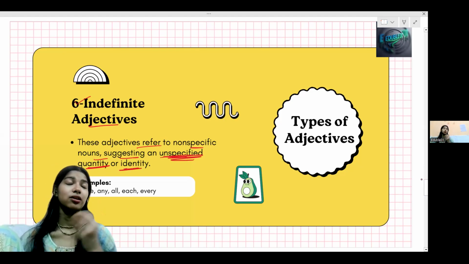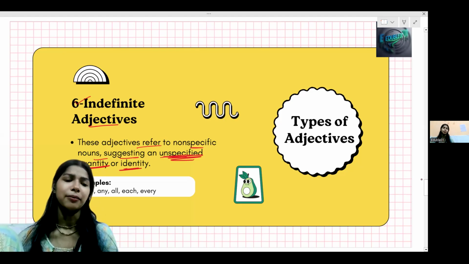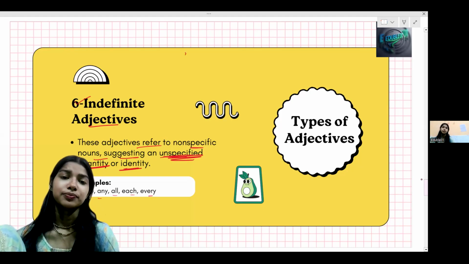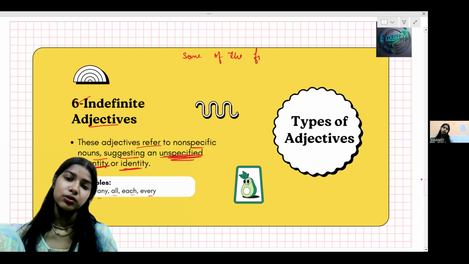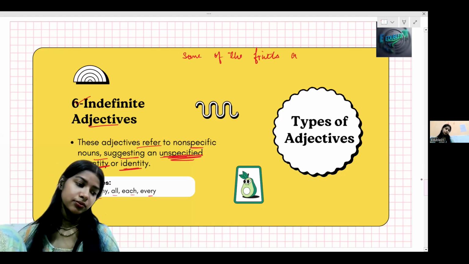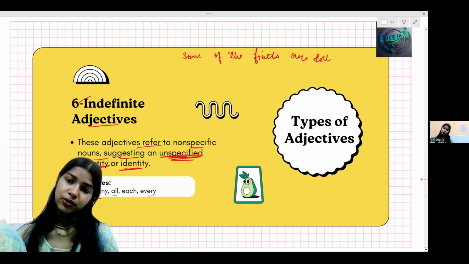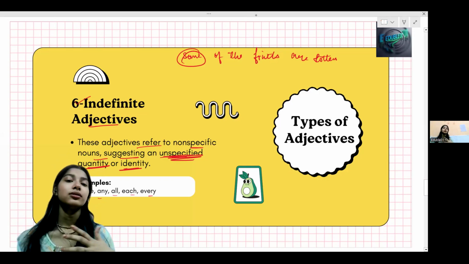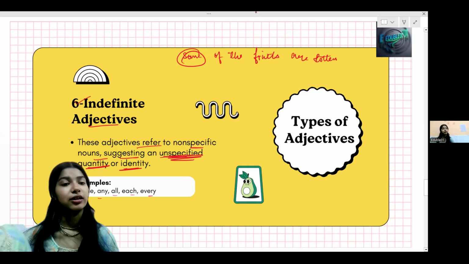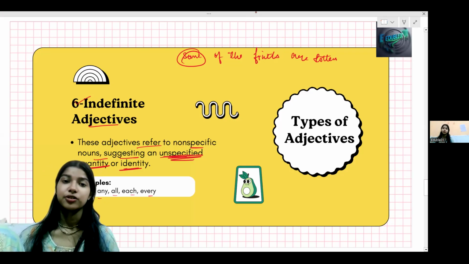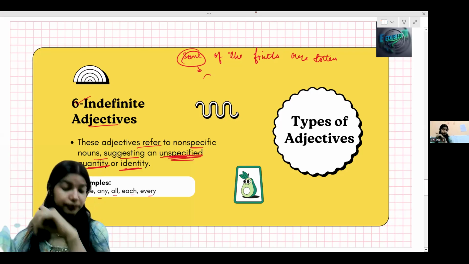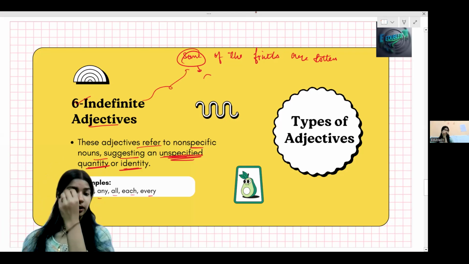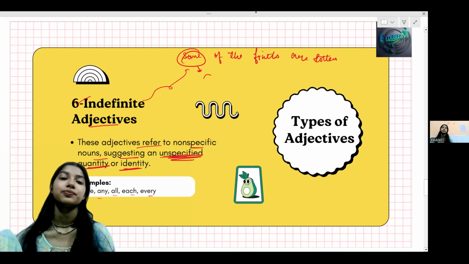So the word unspecified here is really important. Some, any, all, each, every. Okay. Some of the fruits are rotten. Again, the word some is not telling us the exact amount of how many fruits are rotten and how many fruits are fresh. The word some over here is the indefinite adjective. Okay. Next is any.